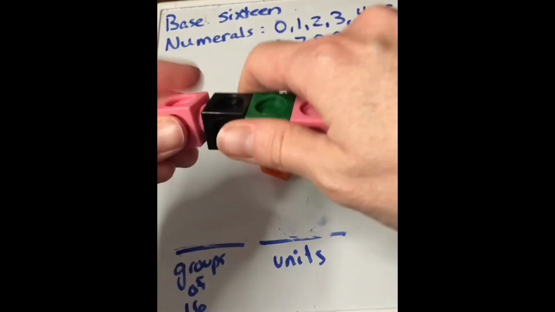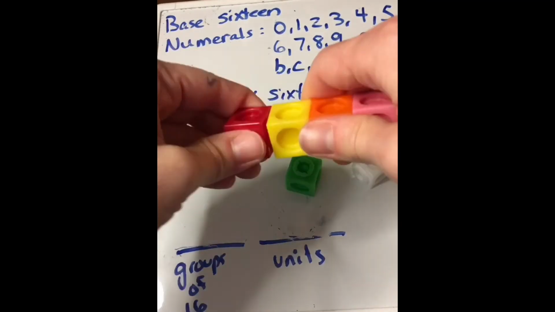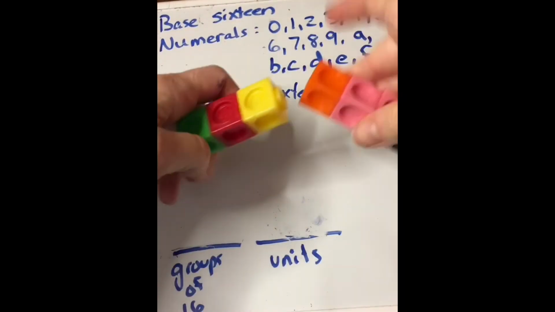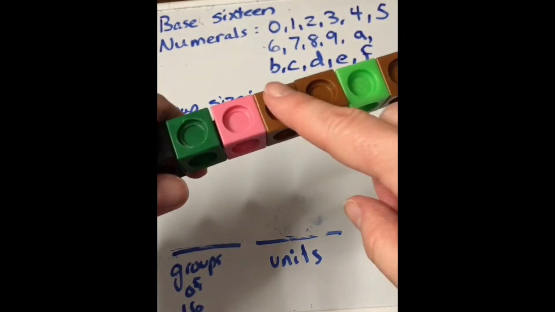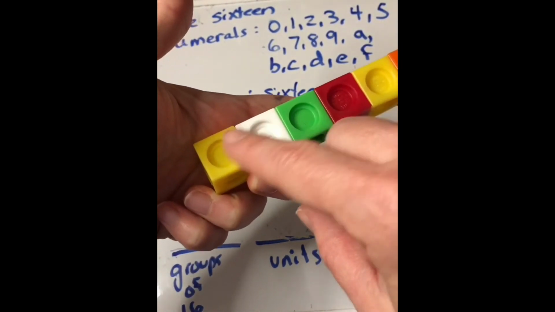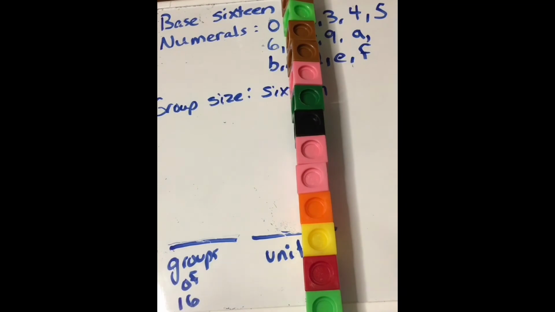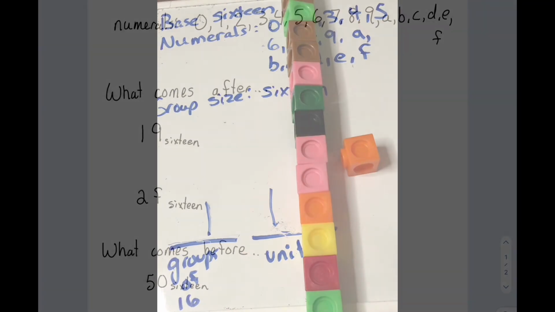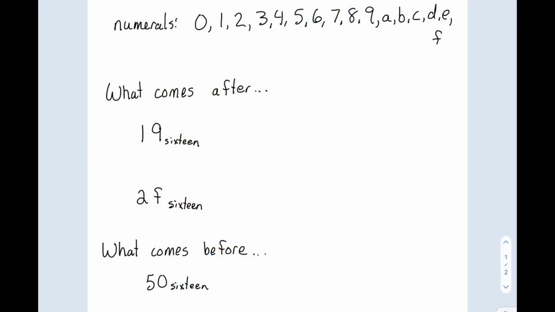So we put them together. 1, 2, 3, 4, 5, 6, 7, 8, 9, 10, 11, 12, 13, 14, 15, 16. So we write down one group of 16 and no units. We can keep going, of course, and add an additional unit, and then we would have 1, 1 in base 16.